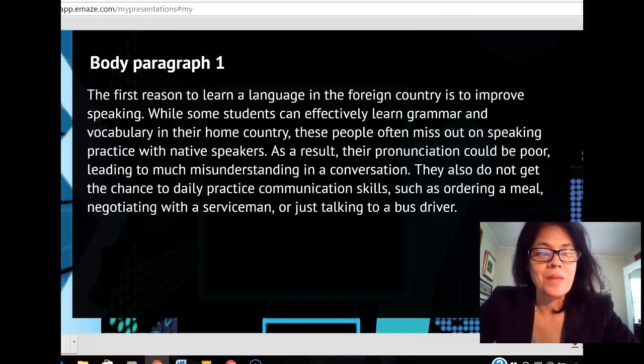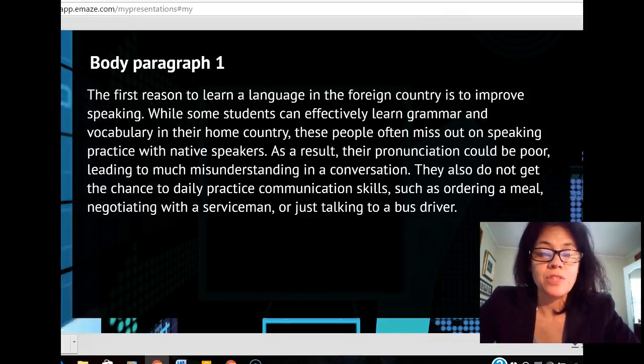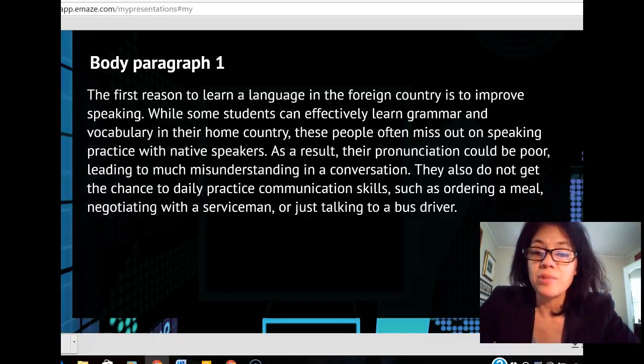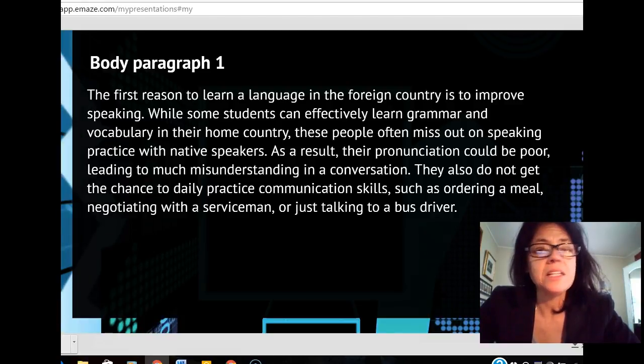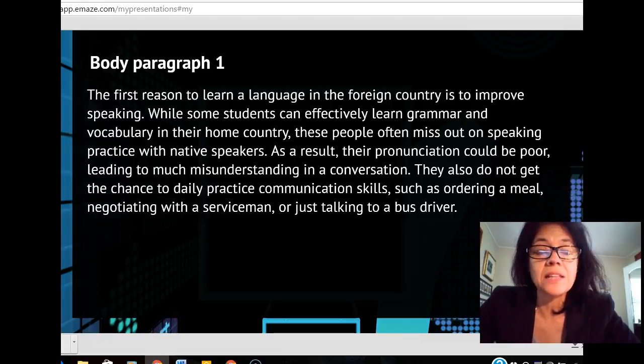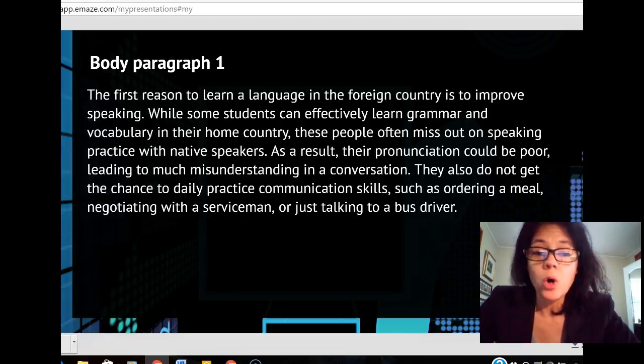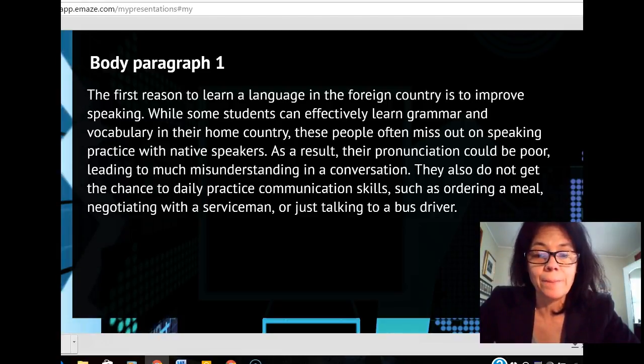Here we go. The first reason to learn a language in the foreign country is to improve speaking. While some students can effectively learn grammar and vocabulary in their home country, these people often miss out on speaking practice with native speakers. As a result, their pronunciation could be poor, leading to much misunderstanding in a conversation. They also do not get the chance to daily practice communication skills, such as ordering a meal, negotiating with a serviceman, or just talking to a bus driver.